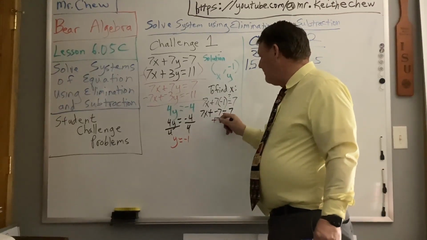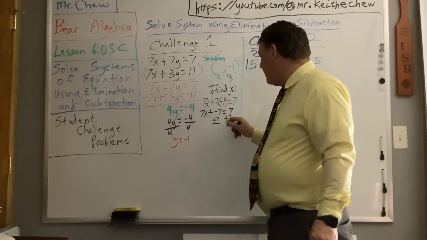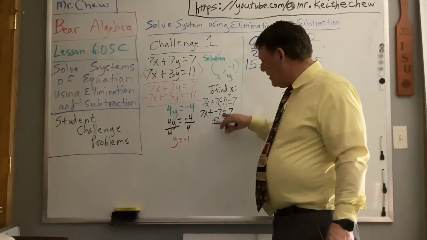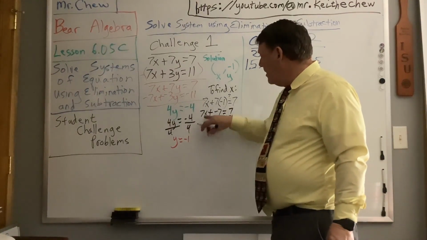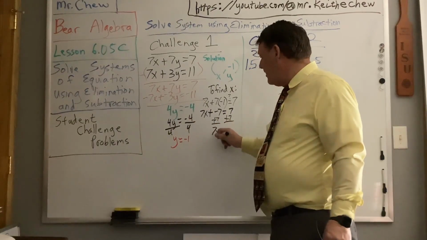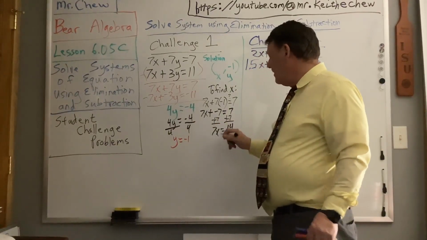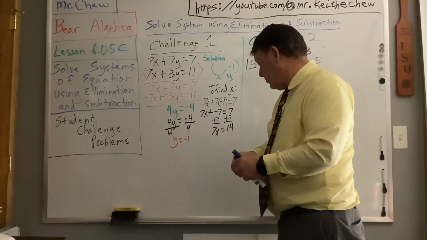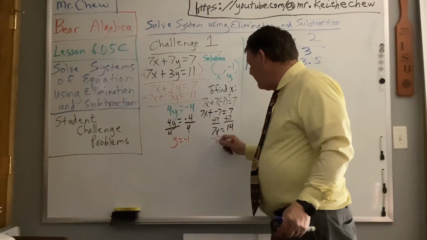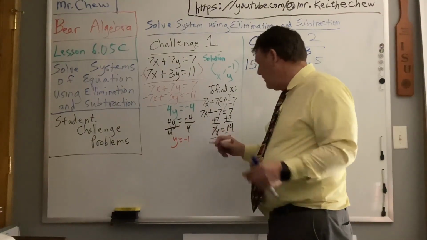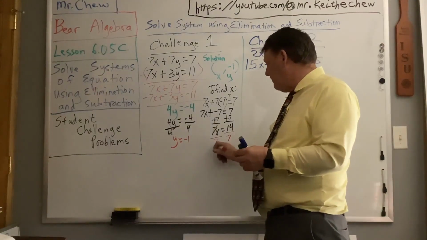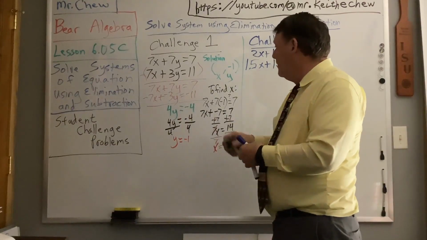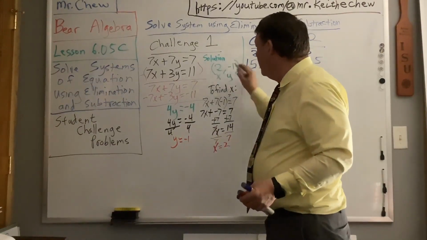I'm going to add 7 to the left and 7 to the right using the addition property of equality. The minus 7 plus 7 cancels out to get a 0 because they're opposites. 7x plus 0 is 7x, and that equals 14. I don't want 7x's. I want just 1x. So I use the division property of equality, and this is gone. 7 over 7 is 1, and I have x equals 2. So I believe that 2 is my x coordinate.